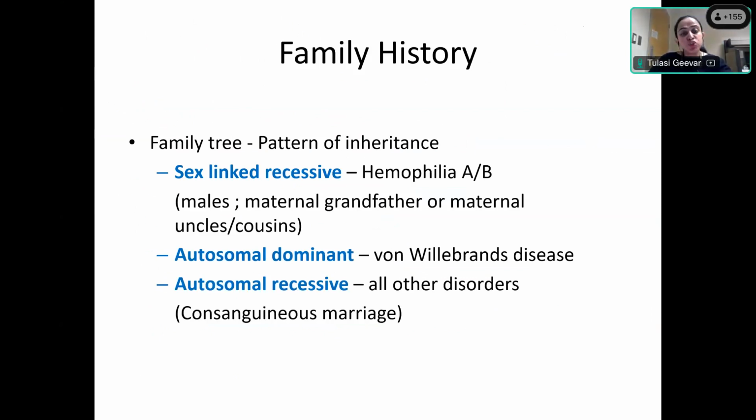Autosomal dominant disorders are usually seen with von Willebrand disease, except the most severe type of von Willebrand, which has an autosomal recessive pattern. Most of the other inherited bleeding disorders, like platelet function disorders, Glanzmann's thrombasthenia, or rare bleeding disorders like factor 11 deficiency or factor 2 deficiency, all have an autosomal recessive pattern, and are more commonly seen in places where there are consanguineous marriages.